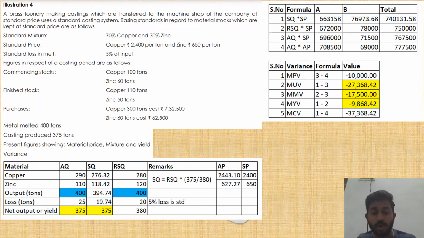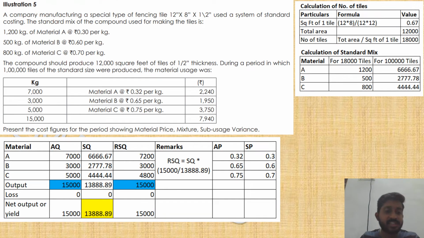There is one more problem now we are going to discuss. It's a very unique problem. We will go to that problem. This is illustration number 5 as per your book. A company is manufacturing a special type of fencing. That fencing size is 12" multiplied by 8" multiplied by half inch. Usually it is length multiplied by breadth multiplied by height. Height is nothing but you can call it thickness also. So thickness is half inch, used in the system of standard costing.